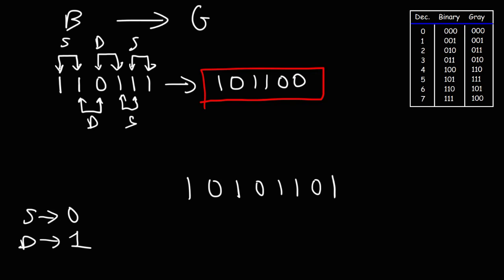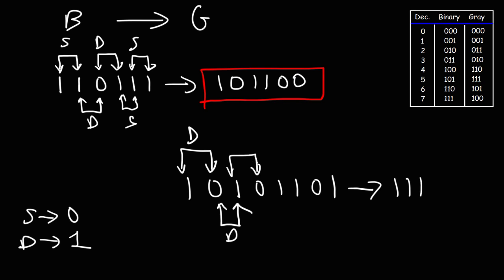Now let's move on to the next example. So let's rewrite the first number, and then let's compare. So 1, 0, those two are different, so we're going to put a 1. 0, 1, they're different, so 1. 1, 0 is different.